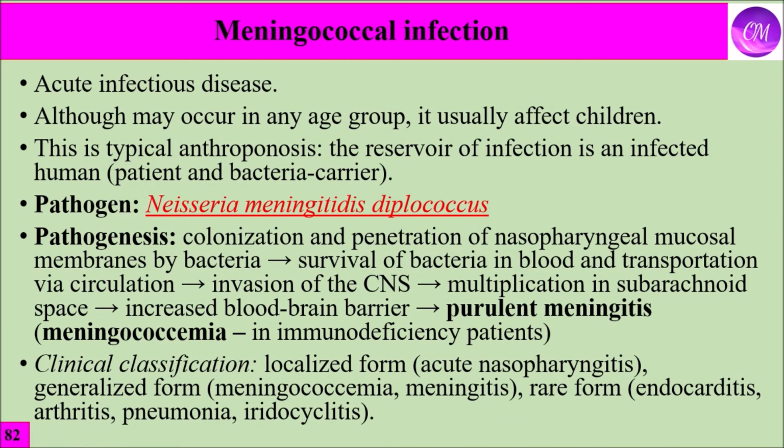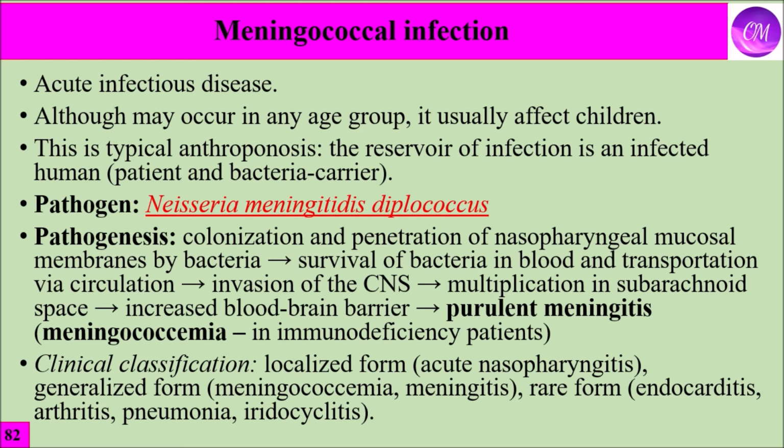Next disease is meningococcal infections. It is an acute infectious disease. Although it may occur in any age group, it usually affects children. This is a typical anthroponosis. The reservoir of infection is an infected human. The pathogen is Neisseria meningitidis, a diplococcus.